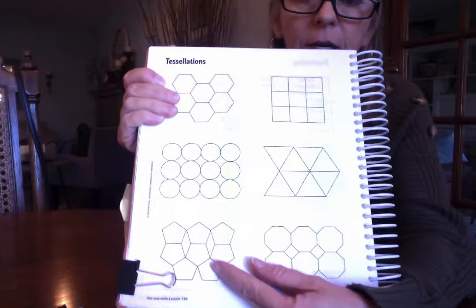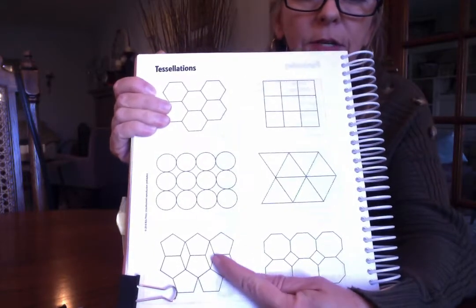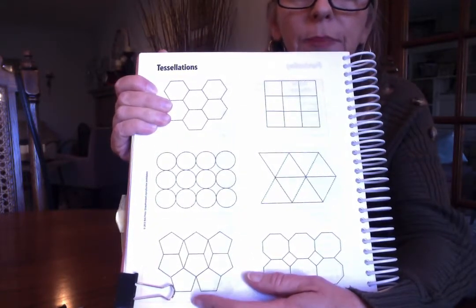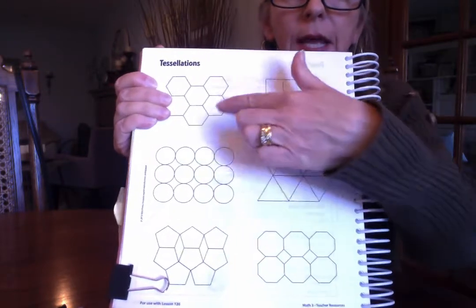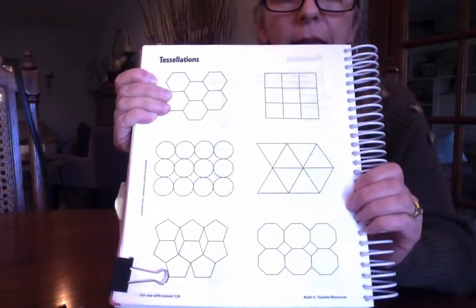And then here we have some pentagons, and you can see there are gaps here too, so pentagons can't make a tessellation. But the squares and the hexagons and the triangles can do it.